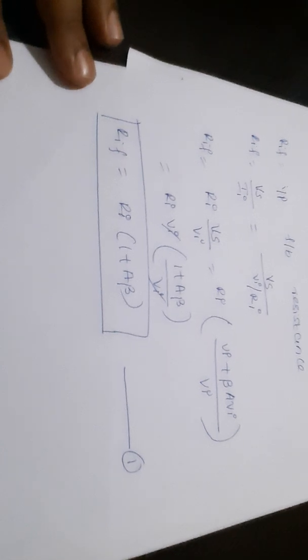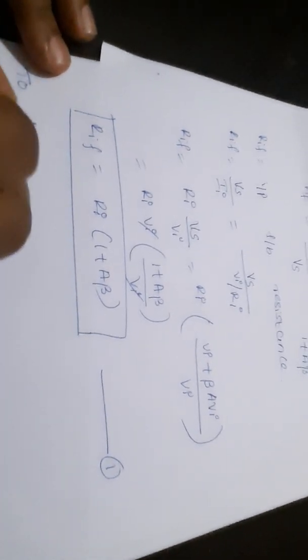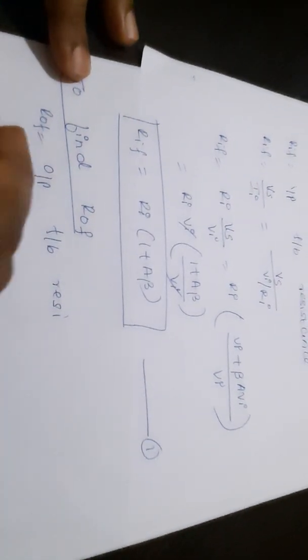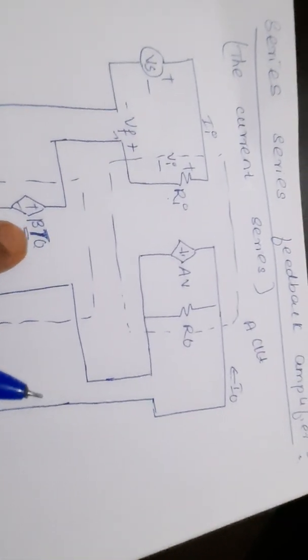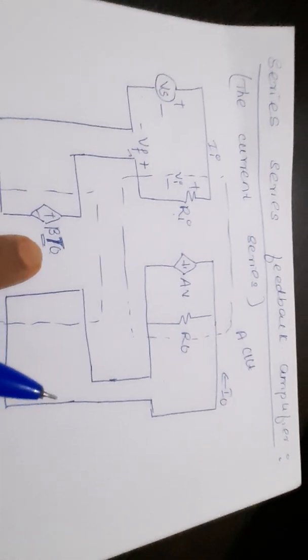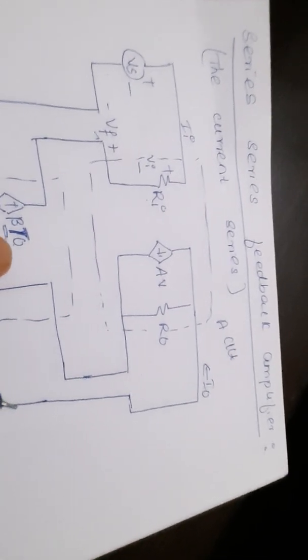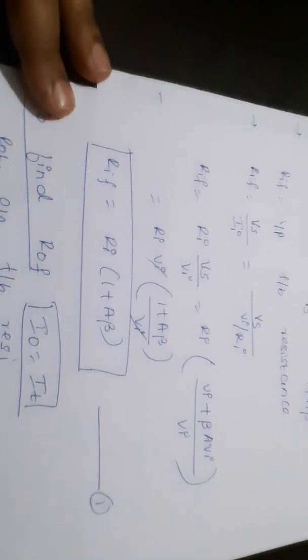Now, how do we find the ROF, the output feedback resistance? Here we know that Vi is equal to minus Vf. From this diagram, Vi is equal to minus Vf, and minus Vf is equal to minus beta into I0. To find the output feedback resistance, we need to make the output current some test current IT. This is the rule we followed in the previous class also.